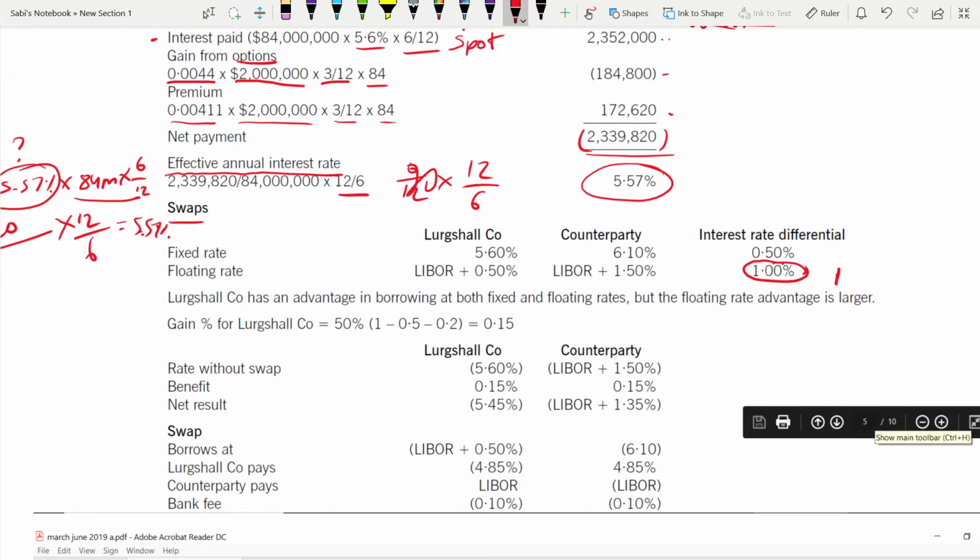That means with swap, decide for one. Decide only for 1%. For the other person, automatically it is the opposite. Don't try for two things. Start from the company. So the company will now choose what? Variable rate, because they are having a comparative advantage in variable rate compared to fixed rate. So first decide that.